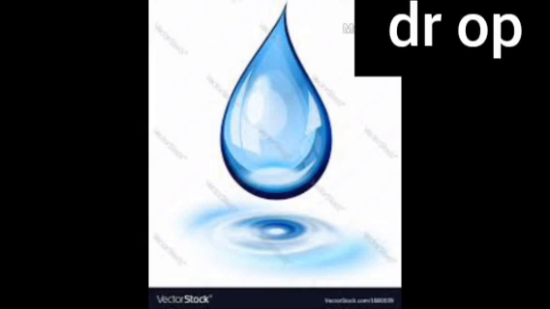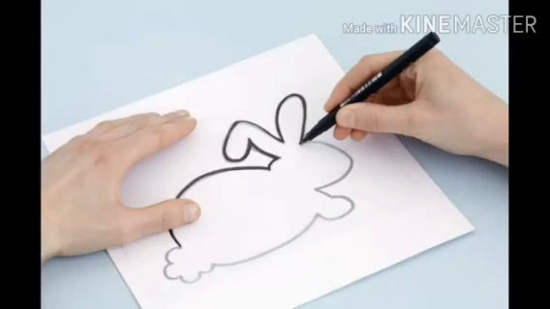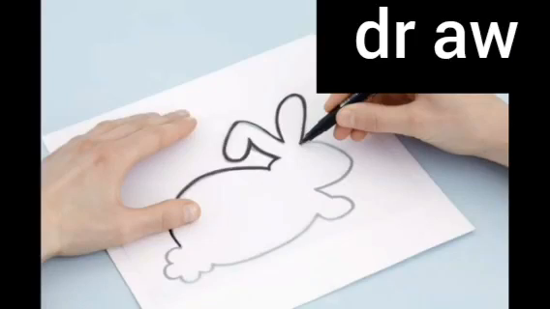Now children, see what is this? Yes, it is a drop. What does the word drop start with? DR. So today we are going to learn DR blends also. DR for drop. What is he doing? He is drawing. Draw. D-R-A-W. Draw. So it is a blend, a word starting with the blend DR. So we are reading DR blends.